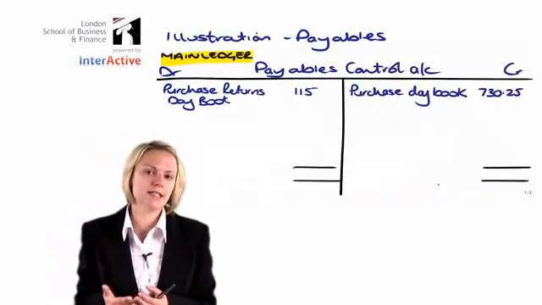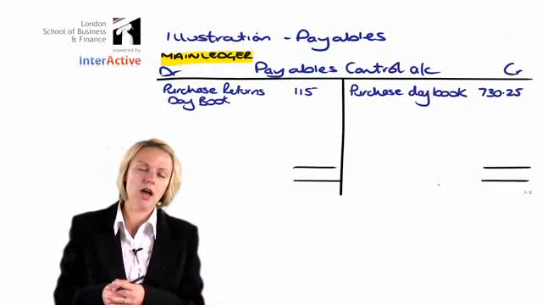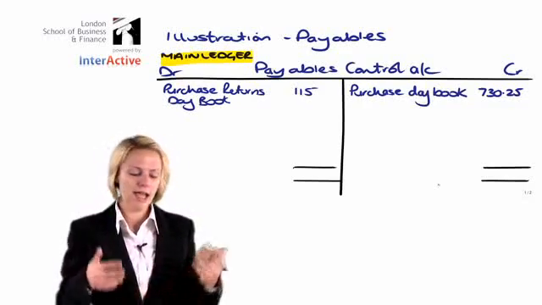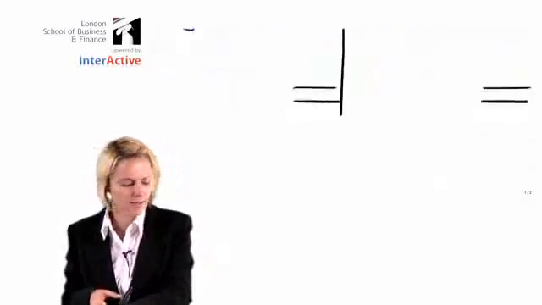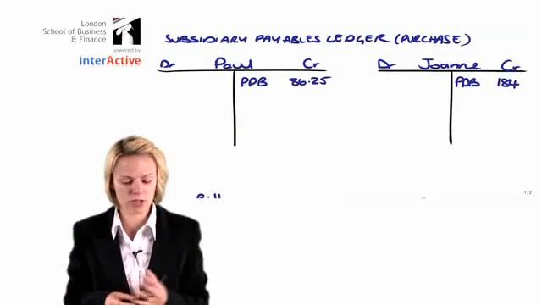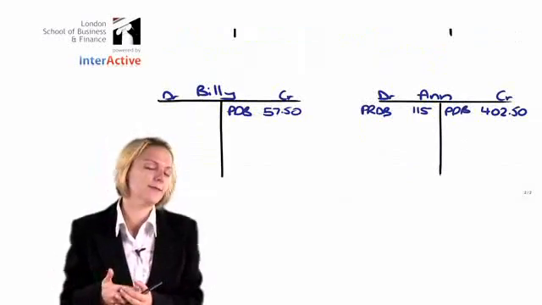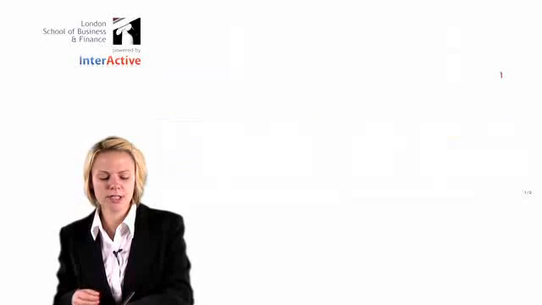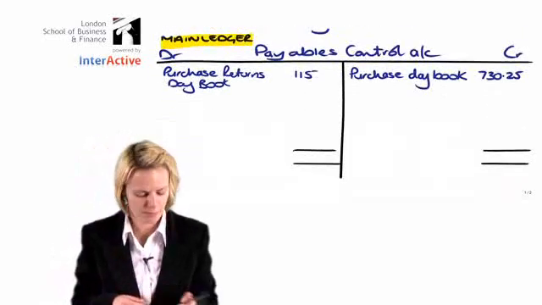And where we left it back in recording number 4 is that we credited payables control with the purchase day book and debited payables control with the returns. And then if you remember, we opened up an individual payables ledger account for Paul, Joanne, Billy and Anne. They were our 4 individual credit suppliers. Well, now we're going to do our postings to the control account.